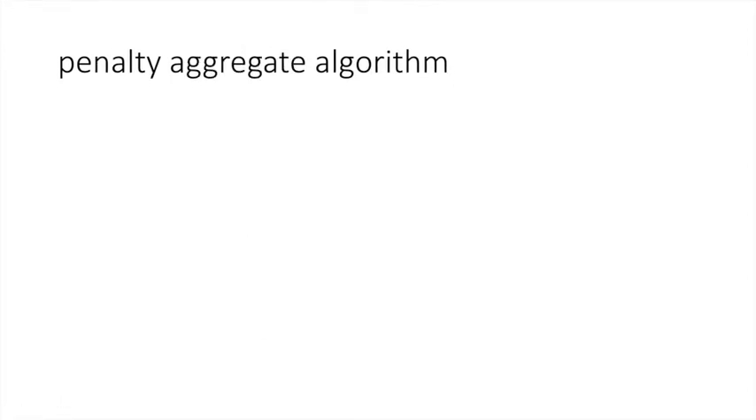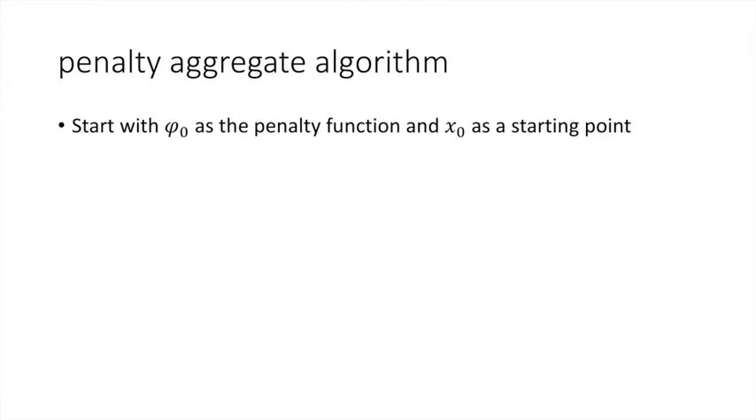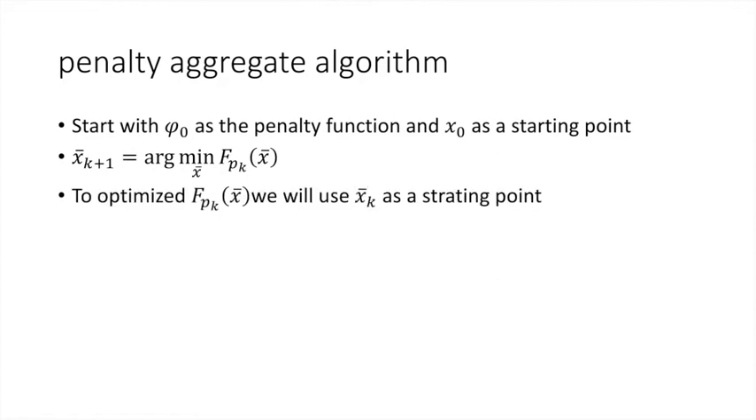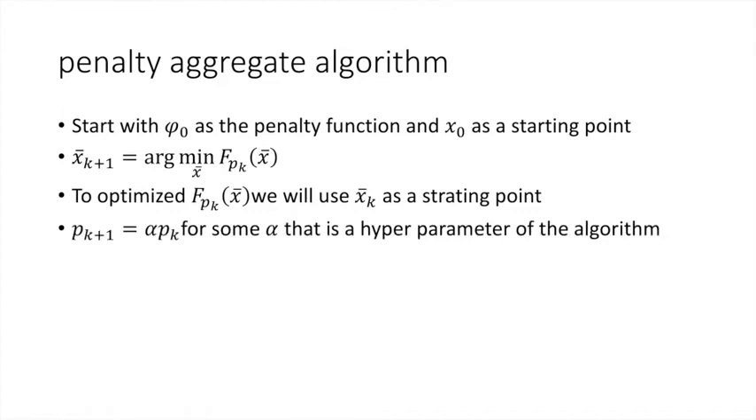Penalty aggregate algorithm. So we will start with phi 0 as the penalty function and x 0 as a starting point. x_{k+1} is achieved by minimizing f_{p_k} over x. To optimize f_{p_k} over x, we will use x_k as a starting point, where x_k is the optimal value that was achieved in the previous iteration.